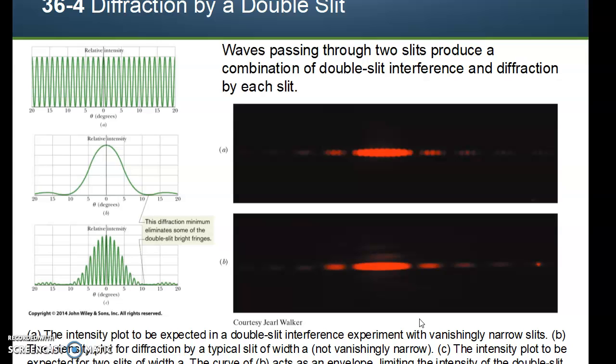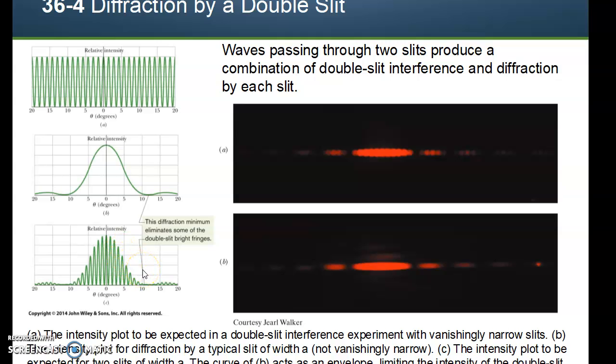Now we're going to go on to diffraction by a double slit. So waves passing through two slits produce a combination of double slit interference and diffraction, right? So for the intensity to be expected, you have a general band, right? And then you have this one right here. So what you're going to see is this overall band right here is the minimum for the first one. So this would be your first minimum. And the fact that you've got a second one there, you just have all these different individual peaks there, right?